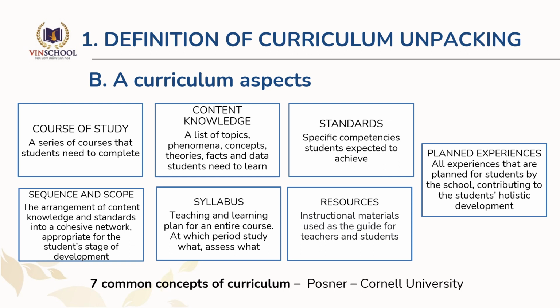Fourth, sequence and scope are specific arrangements of content knowledge and standards into a cohesive network, clearly showing which knowledge and skills will be learned in which grade, how they have been developed compared to the previous and subsequent grades, and ensuring what students are supposed to learn in each grade is appropriate to their stage of development. Fifth, a syllabus is a teaching and learning plan that specifies when students are supposed to learn what and when they are to be assessed.